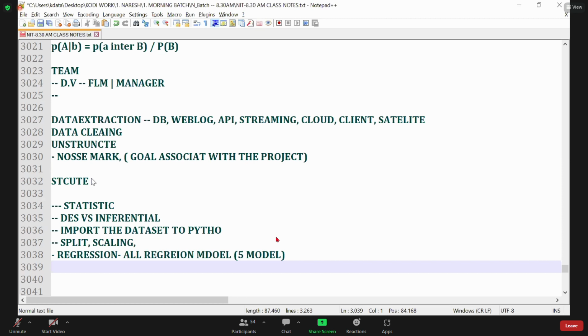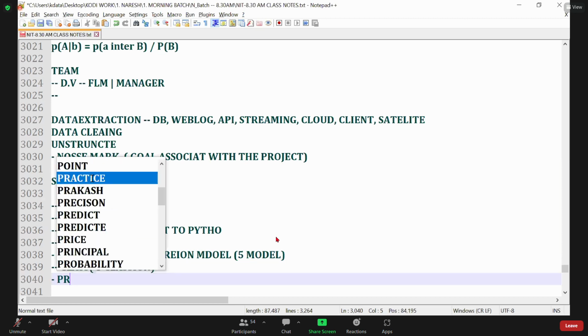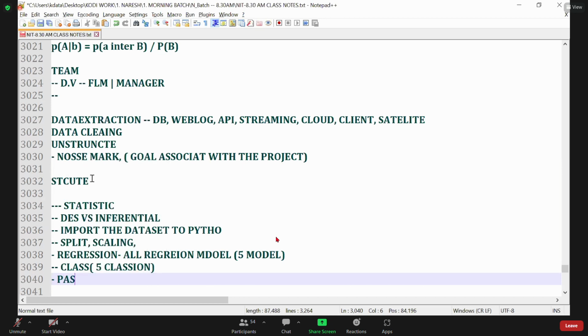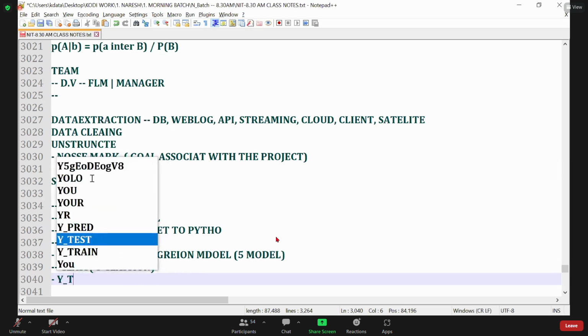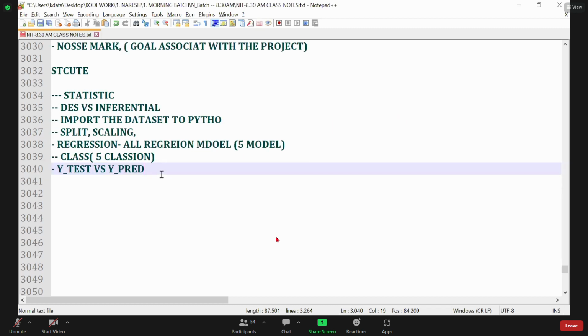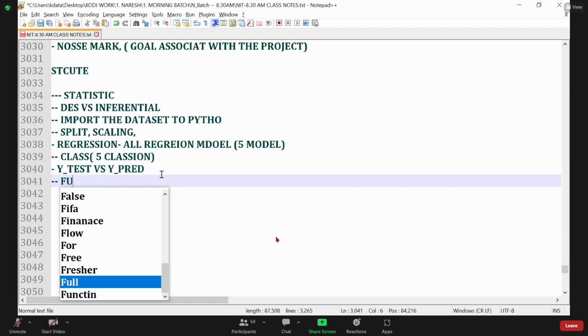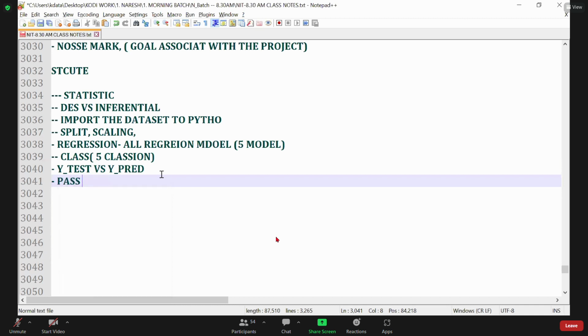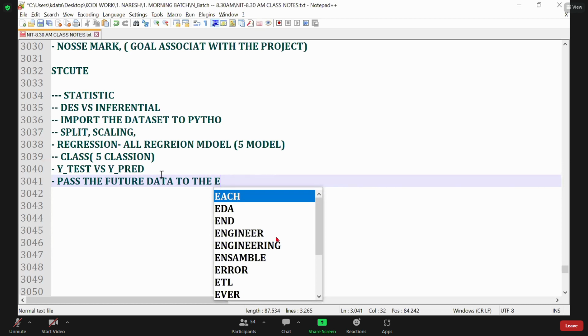Once we build the model, we compare y test versus y pred. I don't know how many of you understand what I'm saying right now, but if you listen very carefully, I hope everybody is clear. Once you do this, then we pass the future data to the existing model which we built.